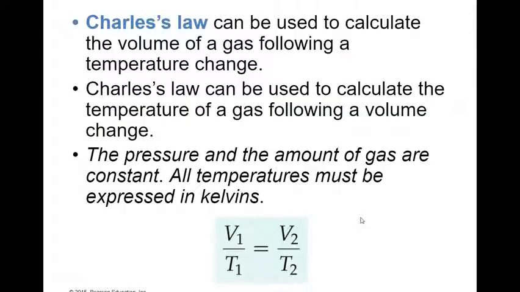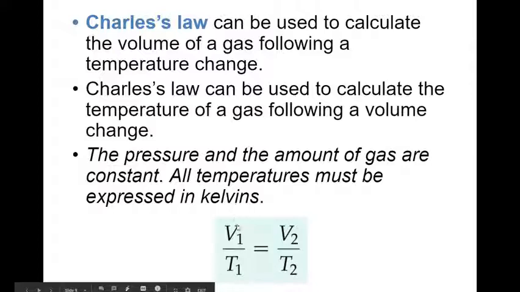So Charles' law is very much a proportional relationship. As temperature goes up, volume should go up. So for this individual equation, we can just use a proportion. The initial volume over the initial temperature is equal to the final volume over the final temperature if the pressure and the amount of gas are remaining constant. And remember, all of these temperatures have to be in kelvins.